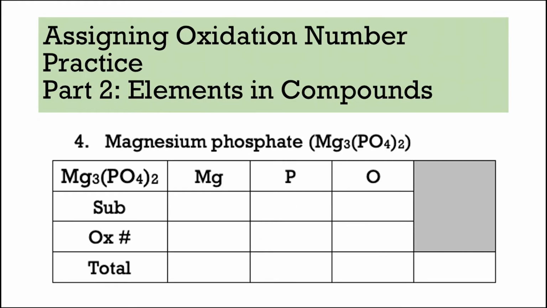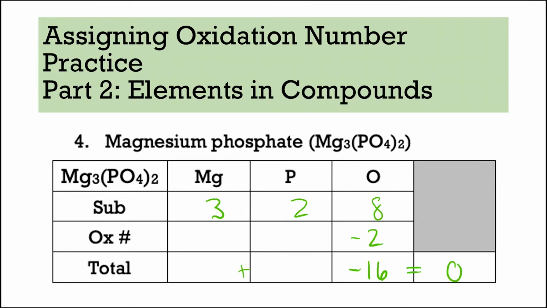Number 4, magnesium phosphate. This one gets a little bit trickier, but we can do this. With this, we have 3 magnesiums, 2 phosphoruses, and 8 oxygens. So I like starting with oxygens. Again, we know that's negative 2. And if you have 8 things each with a negative 2 charge, that is a total of negative 16. We know that total is going to be 0.